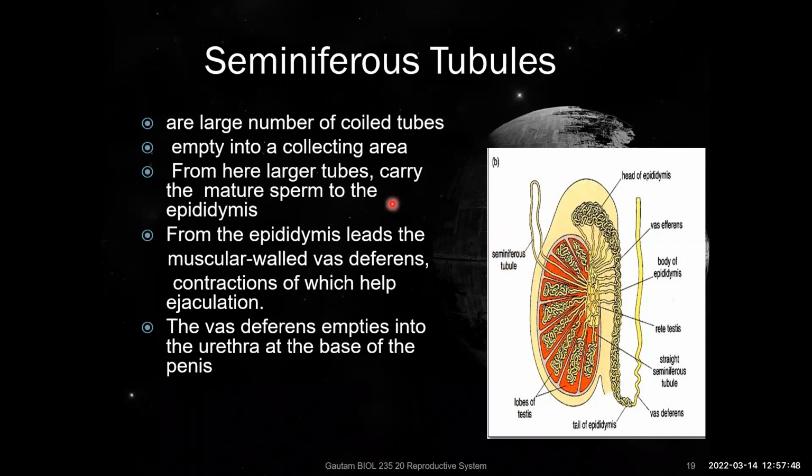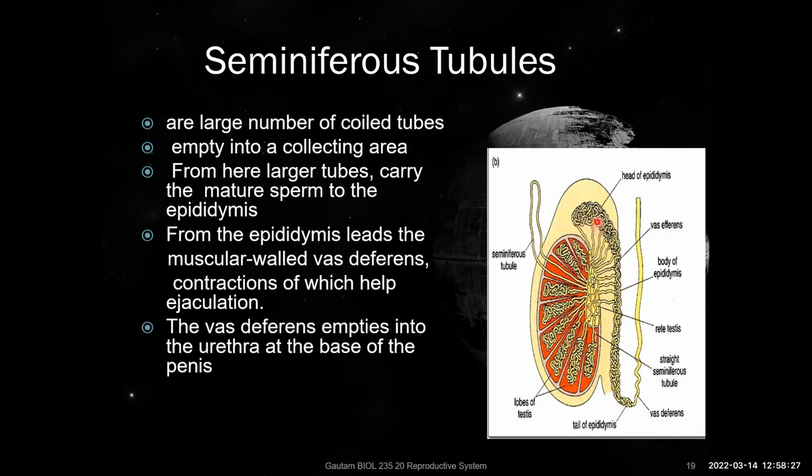seminiferous tubule. They'll have large coiled tubules, and they're all sectioned off in their little sections, called the lobes of the testes. Each of these seminiferous tubules then drains into one region called the rete testis. It empties into a collecting area. From the rete testis, there are tubules that drain out of this one main area, and these are called the vasa efferentia. Each one of these is a vas efferens.